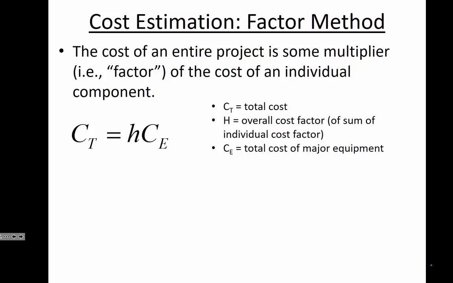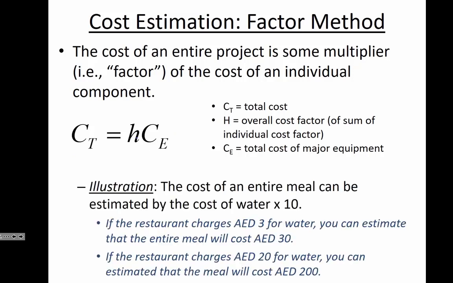So the idea there is that one component of a meal, the bottle of water, you can sometimes use that to factor up to what the overall project cost is going to be. So this formula is saying your total cost, including all of the components, is the cost of one piece of the project multiplied by some factor, h. So here's that illustration. My idea that a meal is 10 times the cost of water. So 3 dirhams for water, the meal is 30 dirhams. 20 dirhams for water, the meal maybe would be 200 dirhams.